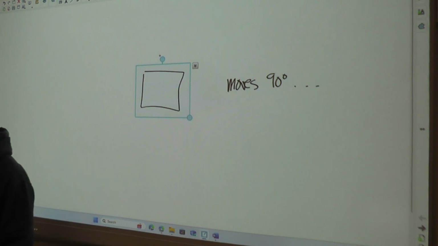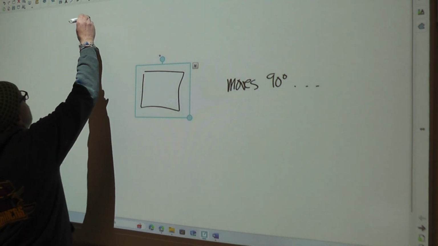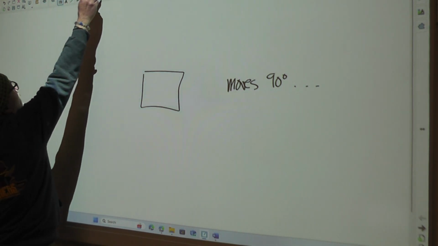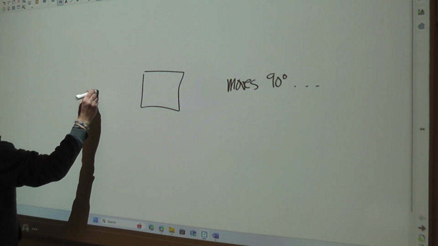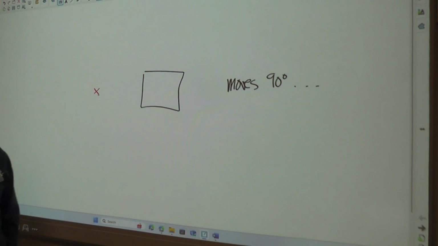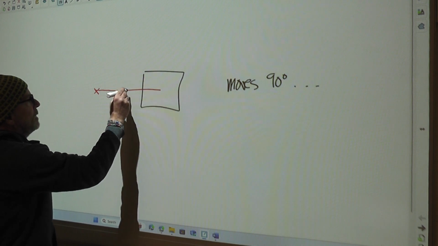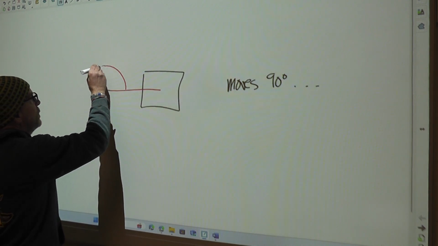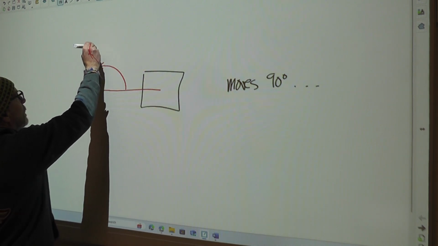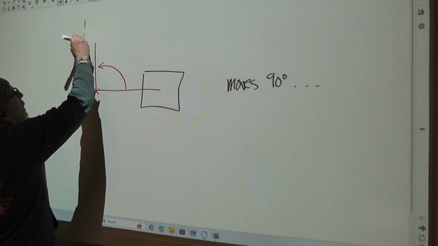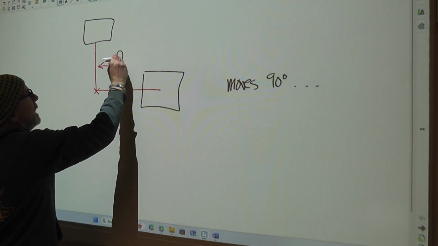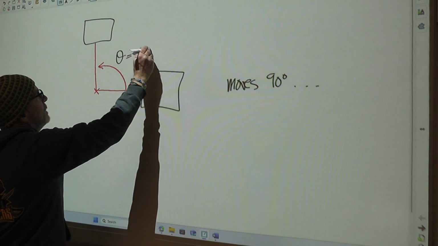If something is moving along a circular path, one thing that we have to know is how far away it is from the center of the circle. So if we have this object and we say, okay, the center of the circle is right here, then moving 90 degrees from here means it started here and it moves to here, such that this angle is 90 degrees.